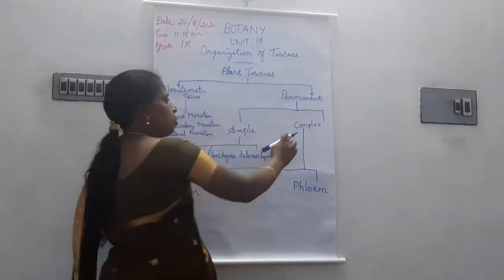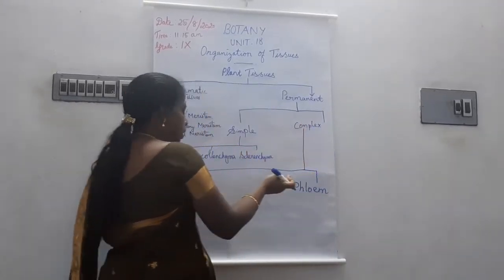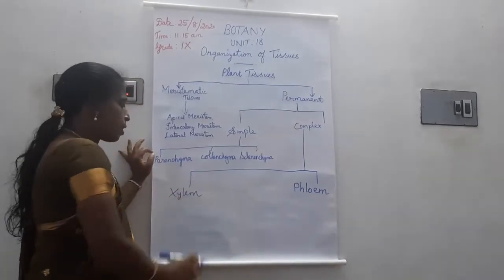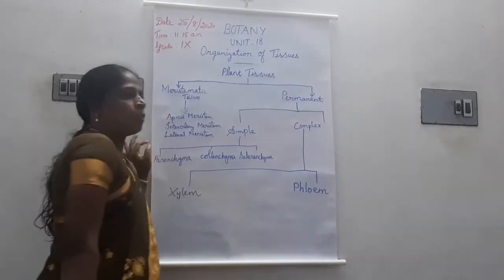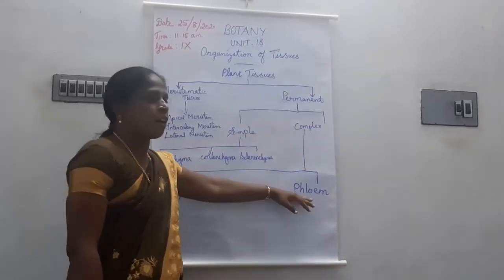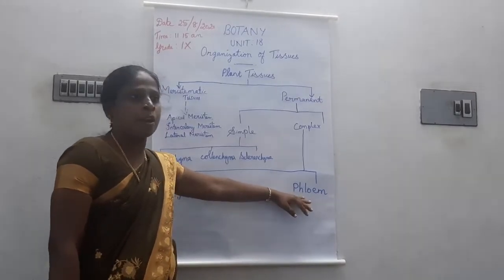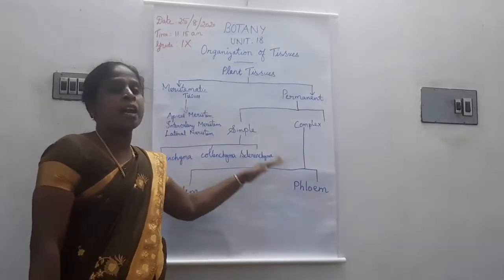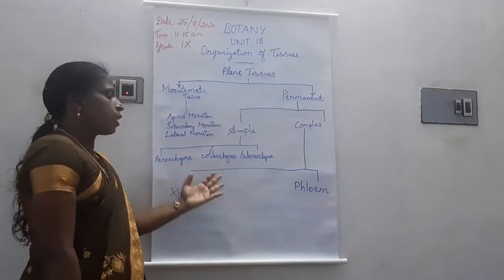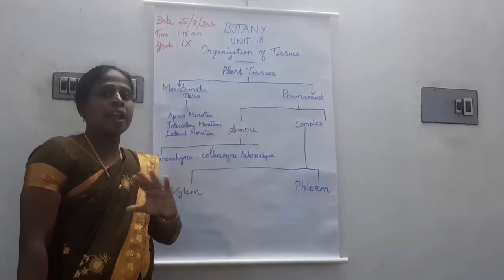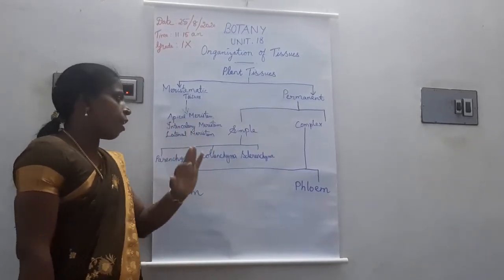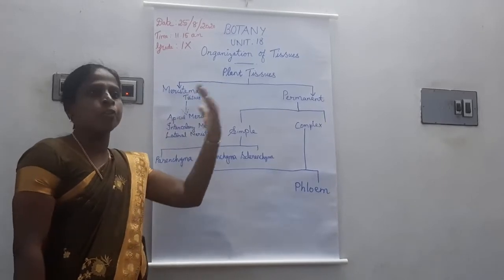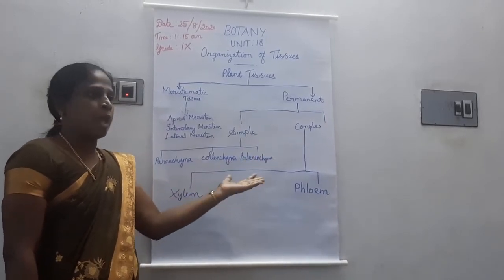These complex tissues are mainly classified into two types. They are xylem and phloem. These two tissues are very important in the plant body. Why? Because they are conductive tissues. So what is conductive tissue? It can transport materials from one part of the plant body to another part of the plant body.